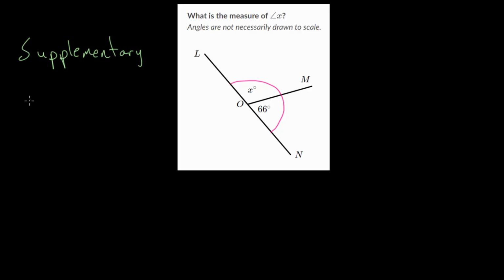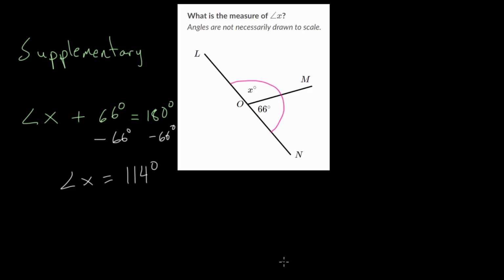So we can set up that equation that this angle LOM, or angle X, plus this angle MON, or this 66-degree angle, are going to add to 180. So to solve this equation, we just need to subtract 66 degrees on each side. And so angle X, if we take away 60, that brings us to 120. We take away 6 more, brings us to 114.